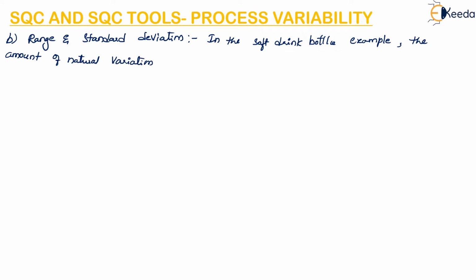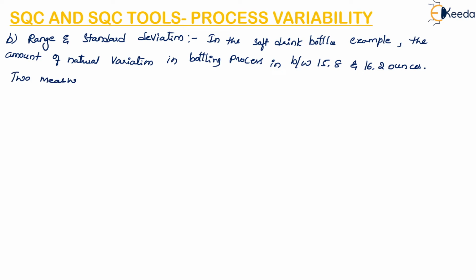There are two measures that can be used to determine the amount of variation in the data. The first measure is the range, which is the difference between the largest and the smallest sample. In our example, the range for the natural variation is 0.4 ounces. The other measure is the standard deviation. Here we can make two measurements for the variability of the data.